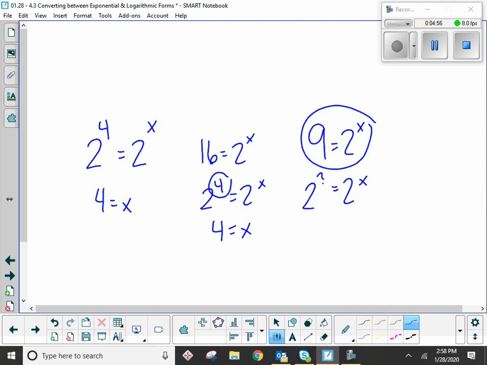We always are using inverses when we're solving equations. You know, if we had, instead of 9 equals 2 to the x, 9 equals 2 times x, what would you do to both sides to solve?